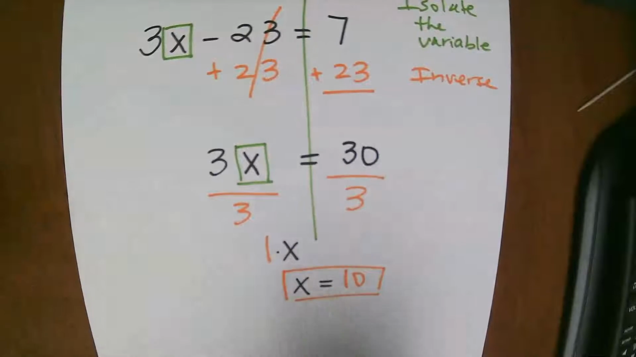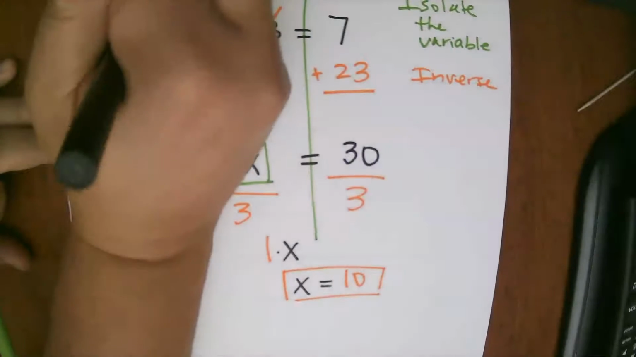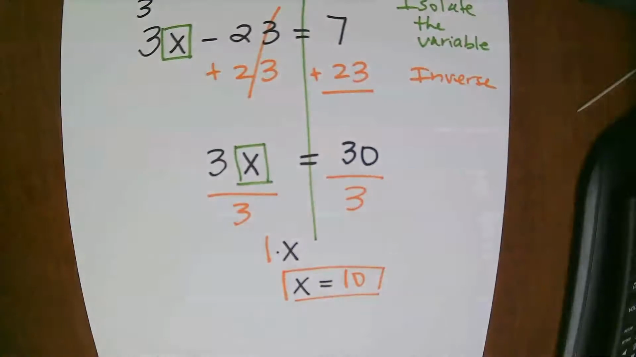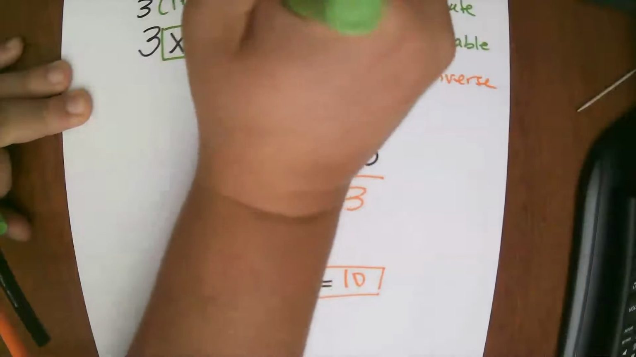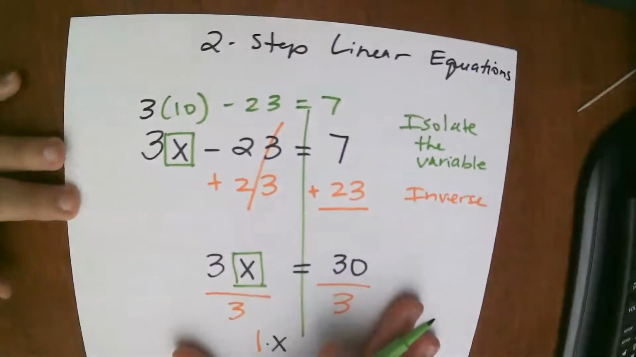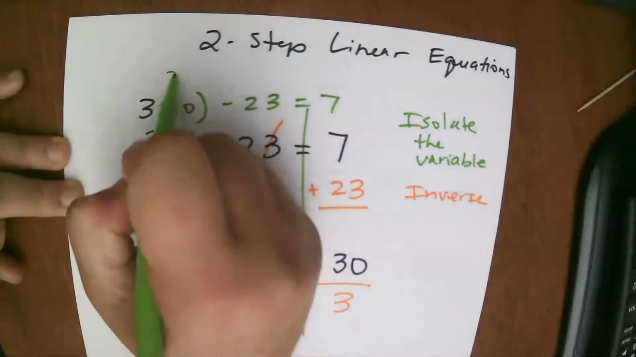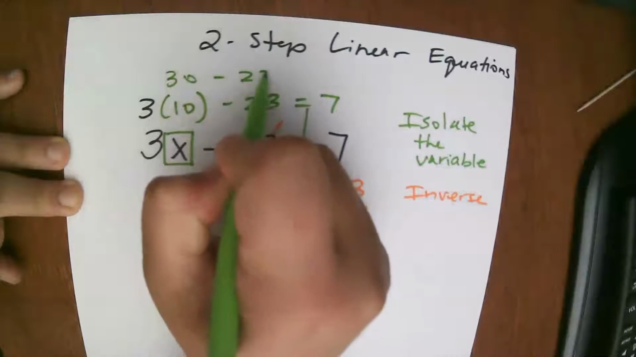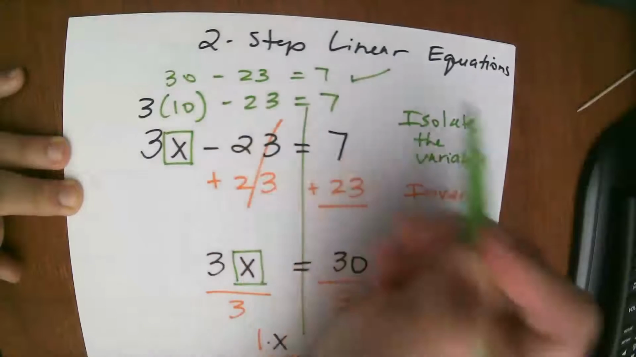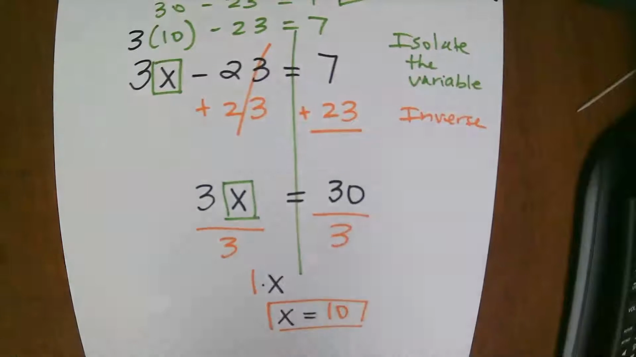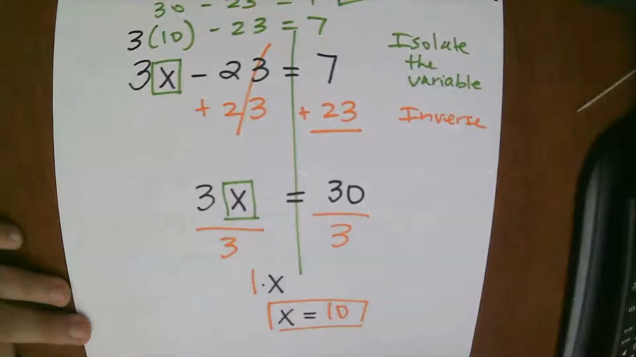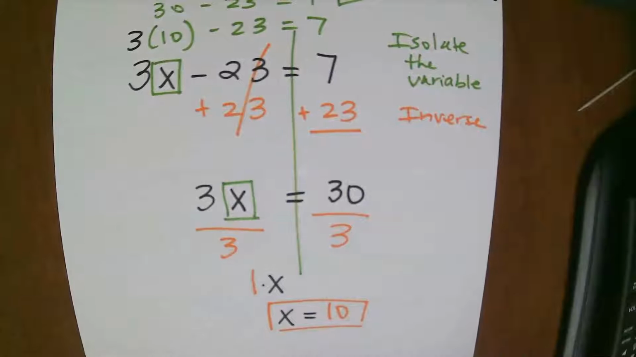And you can check these just like you can check the one-step linear by plugging the 10 in. So 3 times 10 minus 23 should give us 7. Oops, sorry, you didn't see that. So 3 times 10 is 30 minus 23. 30 minus 23 is 7. We got it right. Our equation is balanced. Okay, so that is one example of a two-step linear equation. Pretty similar to the one step, just one extra step.